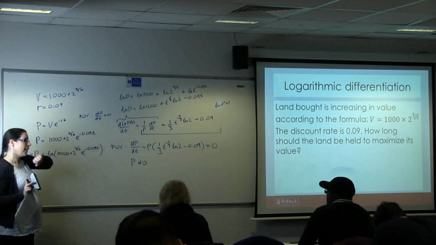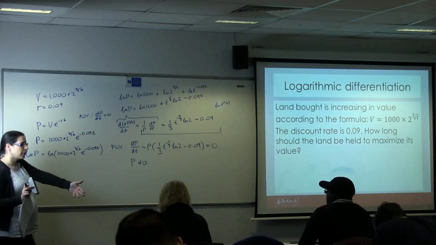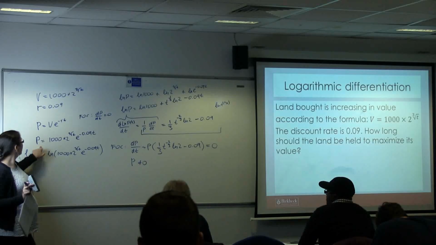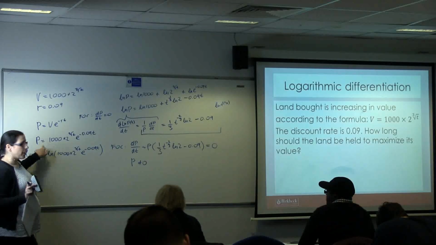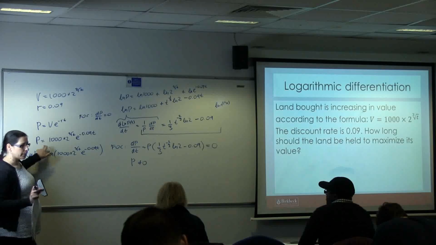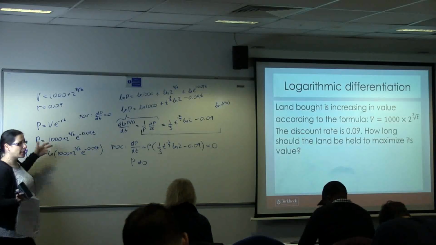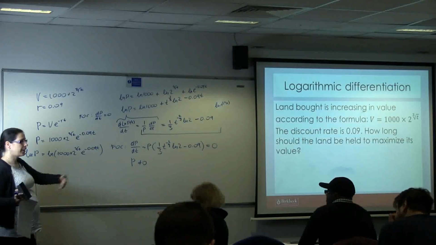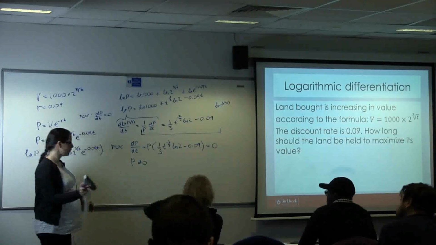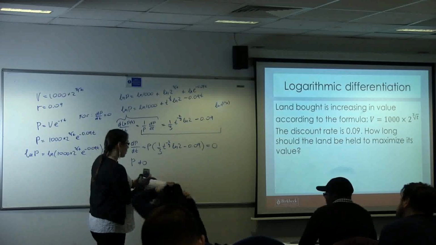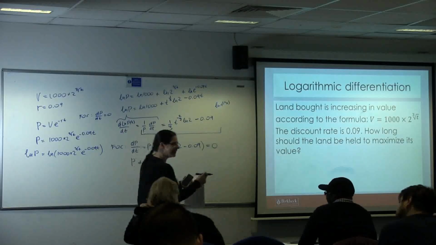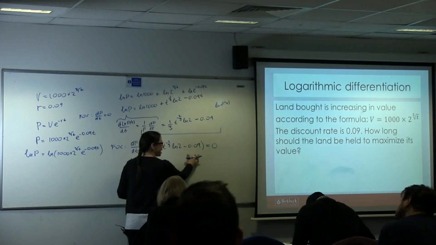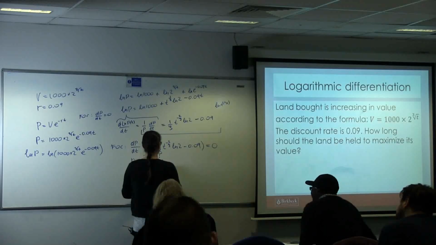And again, in economic sense, if your present value or price, or whatever that is, is 0, then you have no optimization problem, because nothing is going to increase to anything. So that means only the bracket can be equal to 0.